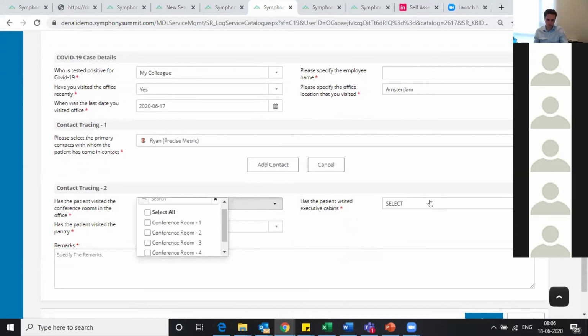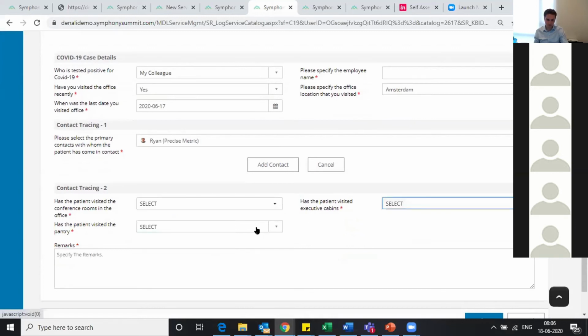Has this person visited the executive cabins? Has this person visited the pantry? Why am I recording all of this information? Because it's important that we sanitize all of these areas, because there would be other employees who would be visiting these areas, and we get to cover all of that, right?